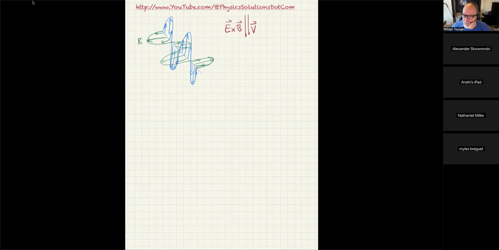So that's really amazing. No matter what, at all times, E and B are perpendicular to each other in a particular sample of electromagnetic radiation. E and B will be perpendicular to each other. And if you take the cross product of E crossed into B, you get the direction of the velocity of propagation. Now, what is light?